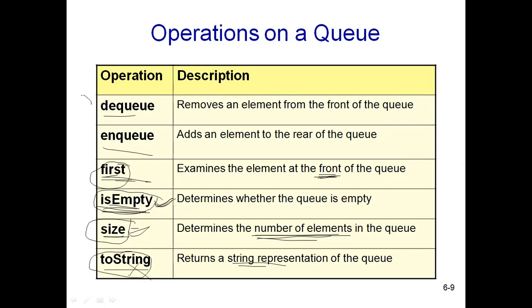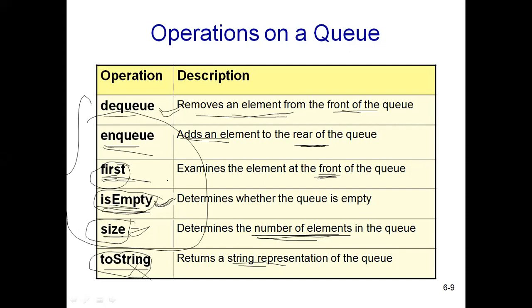Okay, these are the main functions which we can apply on the queue, which we can implement on the queue. The first one is dequeue, removing elements from the front of the queue, and enqueue means adding elements at the rear of the queue.